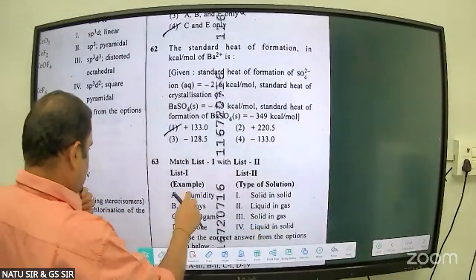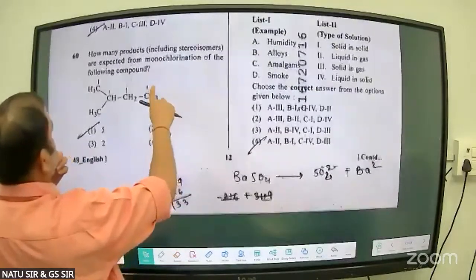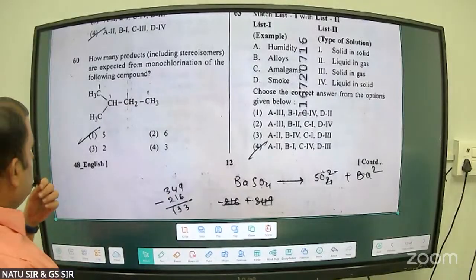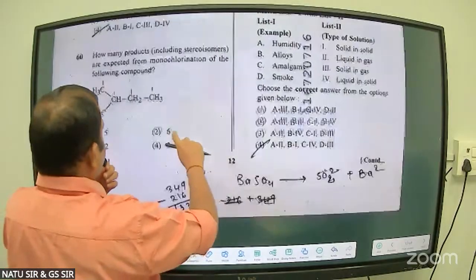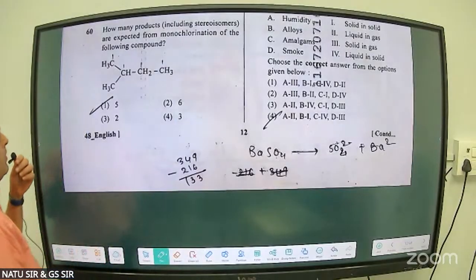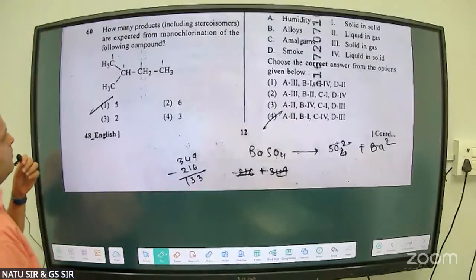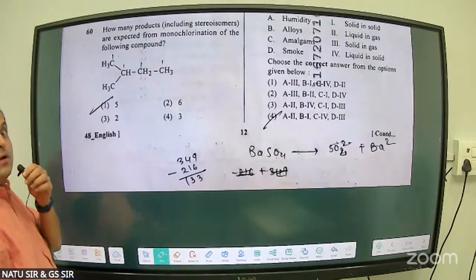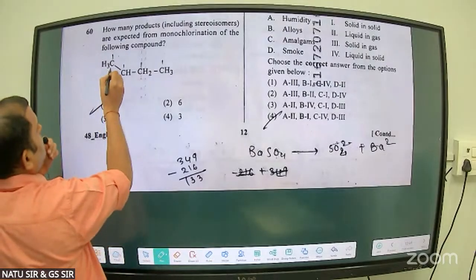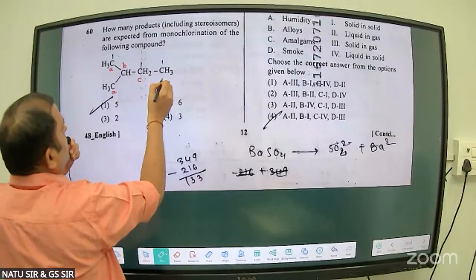Yes. The next one is question number 60. How many products including stereoisomers are expected from monochlorination of the following compound? So this is also a very interesting question. First of all, let us draw structures of all the various structural isomers obtained by monochlorination of this compound. So for that we have to first identify different types of hydrogen atoms in this. So see, these two are identical. Let us call them A. Then this is B. This is C and this is D.